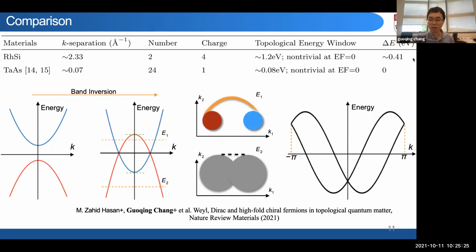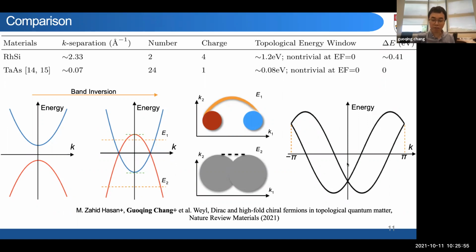And another thing is the energy difference. If you have a mirror plane, the mirror symmetries will translate the Weyl nodes to the mirror partner. They have opposite Chern number, but they have to be located at the same energy. However, for the chiral crystal, these two Weyl nodes can be located at different energy.